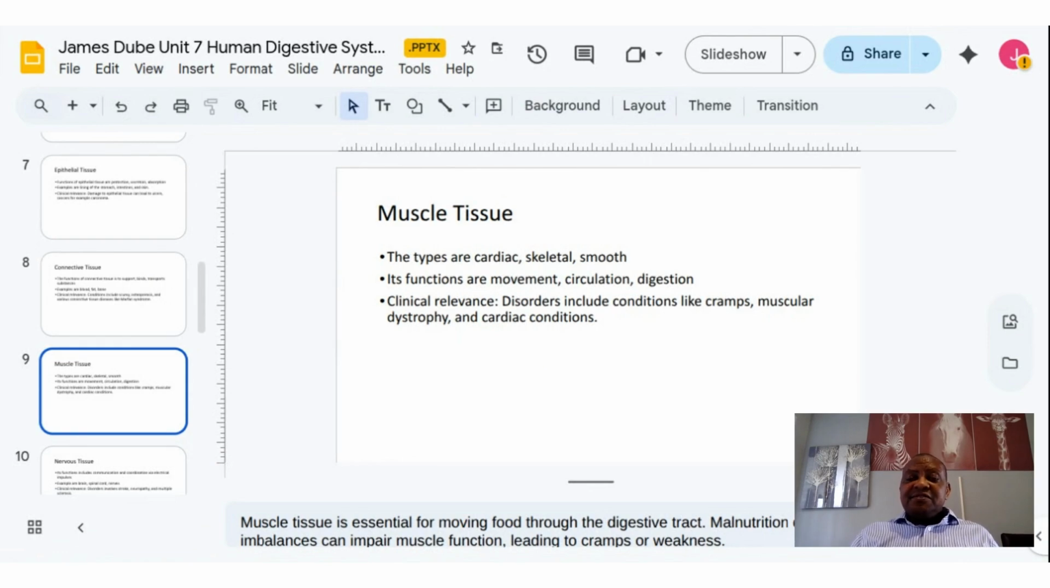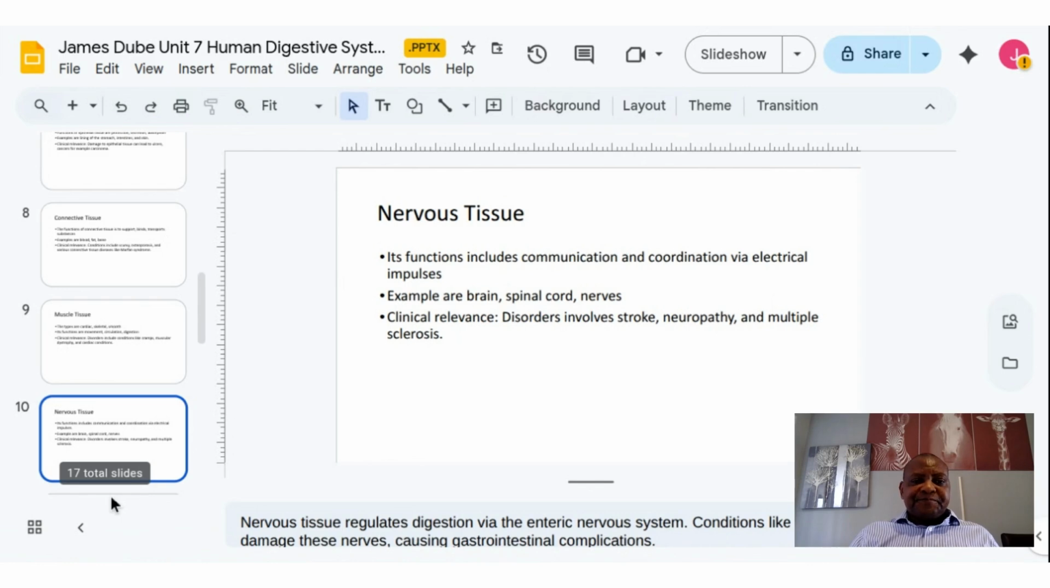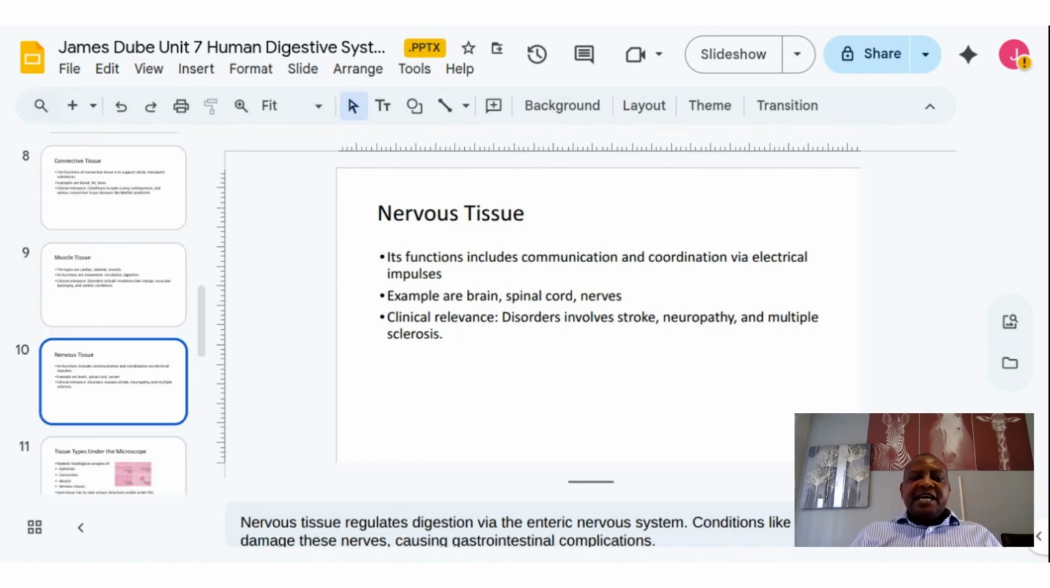The next tissue type, which I have on the next slide, is the nervous tissue, which functions by communication and the coordination via electrical impulses of all these mechanisms, which will be happening from the time the food is ingested until the excretion and until it's absorbed. Examples of this are the brain, the spinal cord, and the nerves.